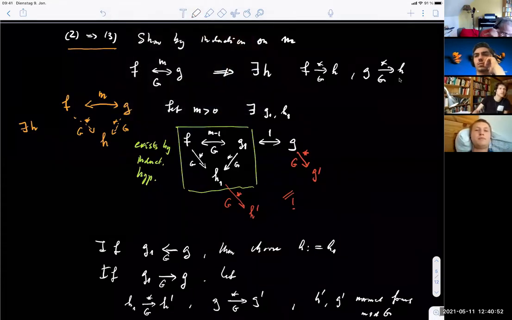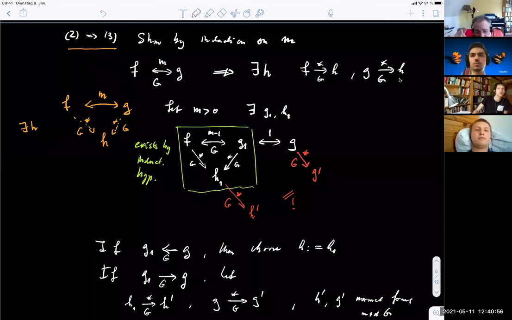But why can you go from F to G1 in only one direction? Sorry, can you repeat that? Why can you go from F to G1? Because some of the arrows can also be in the other direction, I thought. If you want to go from F to G prime, you first have to go from F to G1.